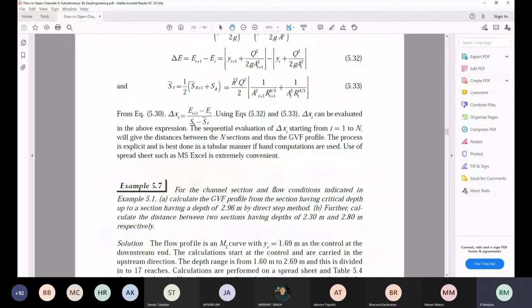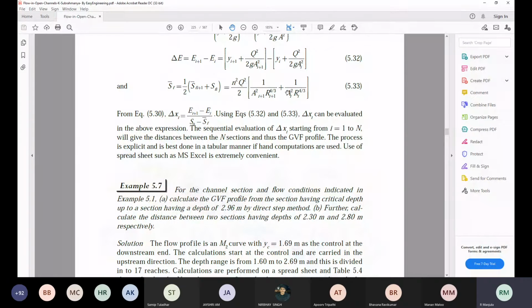So that friction slope is nothing but n square Q square divided by 2 into, why divided by 2? Because this is your average. That value comes to n square Q square, which are the common terms you are taking out. n is the Manning's coefficient, Q is the discharge, and A square R power 4 by 3 remains the same. So here i plus 1 for area as well as hydraulic radius.